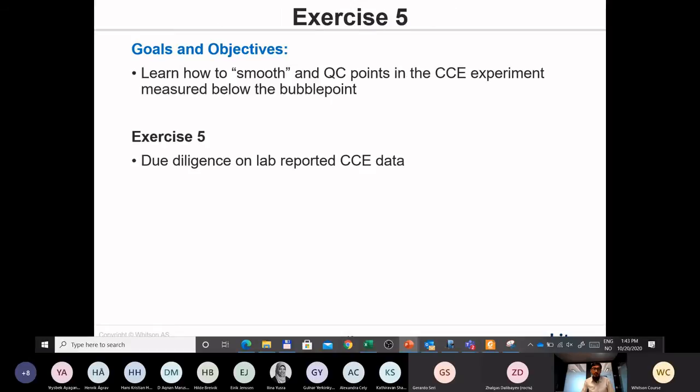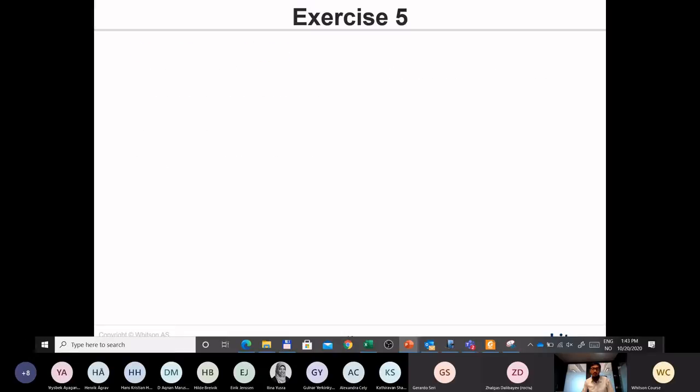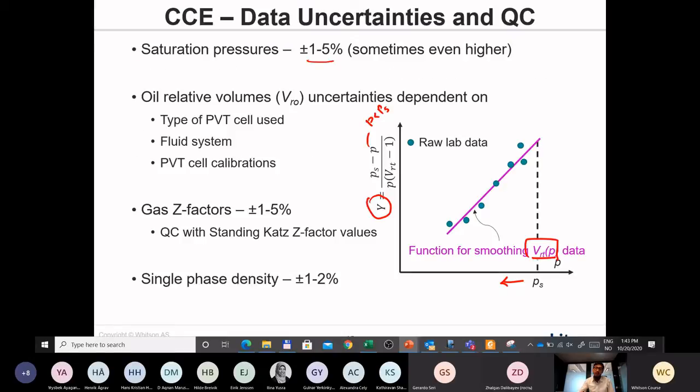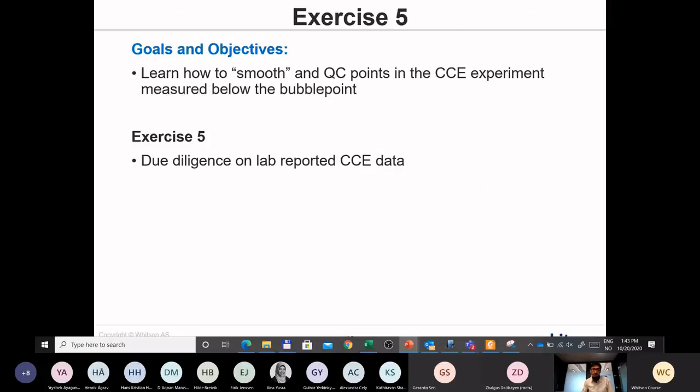So this exercise, exercise 5, we are not going to do because it's very simple and straightforward, and since we are going to provide the solution. It's just plotting the lab data, calculating the Y function and plotting the Y function versus pressure and seeing how smooth the data is, and you expect the lab data to be very smooth. So we can just skip that exercise.